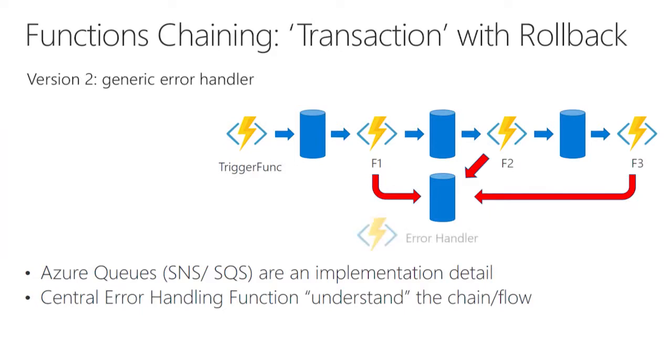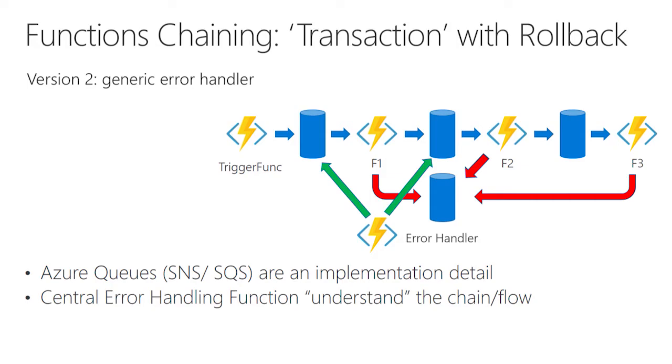A more generic error handler, and probably even harder to implement, will be the one that we're going to drop everything into a central location in which you're going to have all your errors there. You're going to have a function that basically can understand how to do error handling properly and just basically disperse all the error to wherever it needs to go.